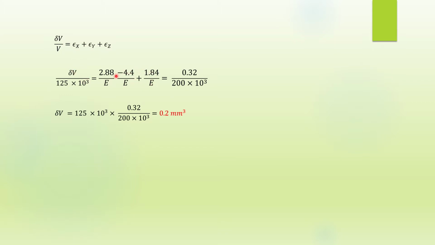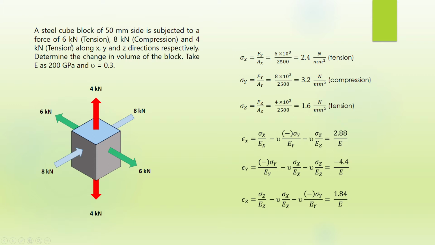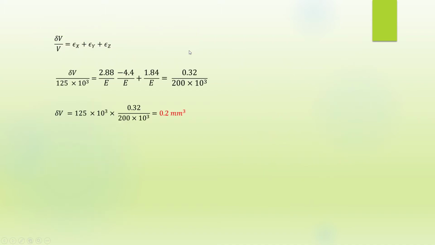So you put in everything. So you get this 0.32 divided by 200 times 10 to the power of 3, then multiply by 125. Bring it over, and you will get 0.2 millimeter cube. So that should be the change in volume of the cube when it is subjected to the three forces 6, 8 and 4. That's for this part.